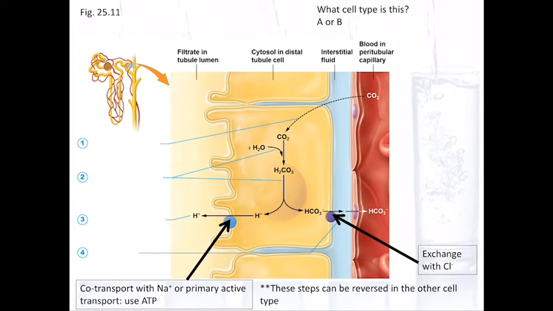I'm not going to fill in these numbers for you here, but I want you to go to this figure in your book, figure 25.11, fill in all the steps here with what's going on, and then decide whether this is a type A cell or a type B cell. This doesn't show the co-transport of hydrogen, or the exchange with chloride, but you can see those written in here. Okay, so go ahead and fill those in. Make sure you understand these steps. It's a very important part of what's going on here.